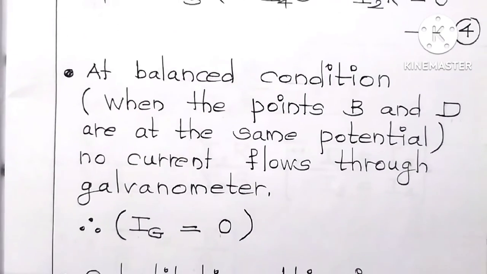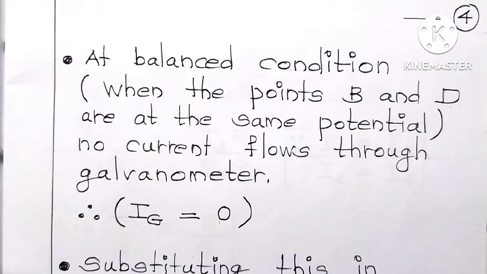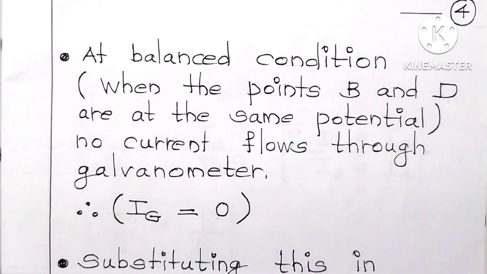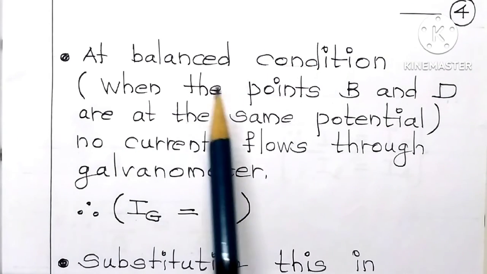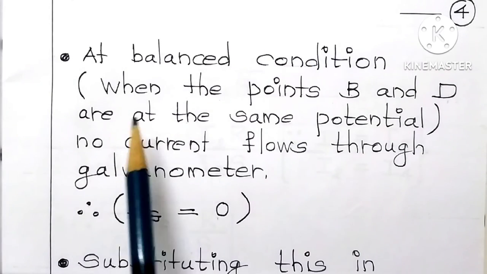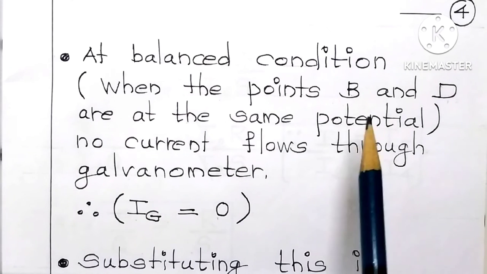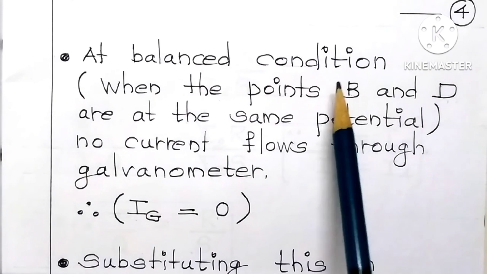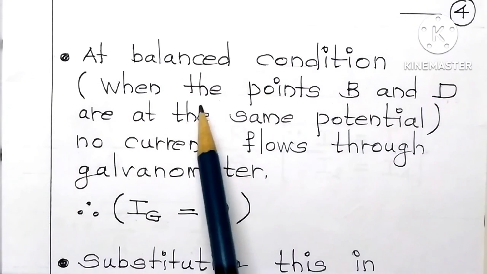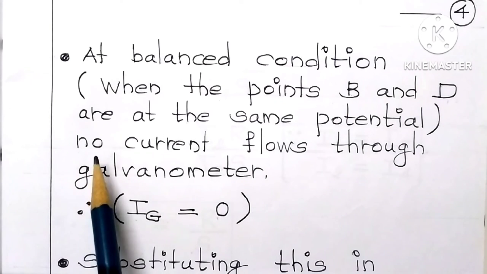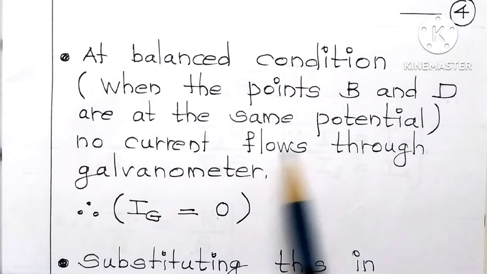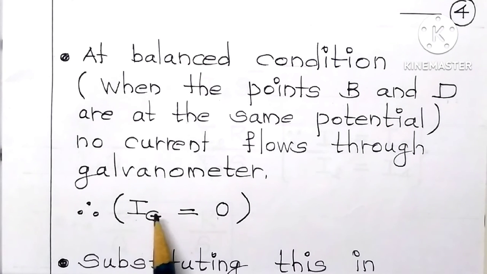Next point is the balanced condition. What does it mean? It means when the points B and D are at the same potential, there would be no flow of current at all. That's why it is given as no current flows through the galvanometer. So the current Ig is taken as 0. That is, Ig is equal to 0.